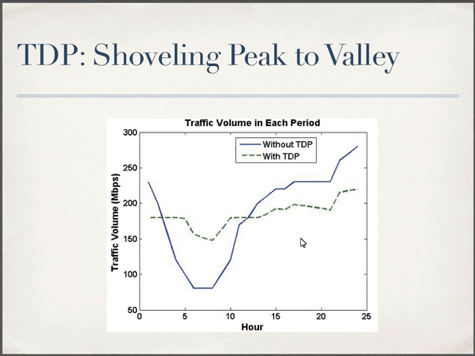And here is a typical graph that we saw. The blue curve shows the total volume of usage from empirical traces for 24 hours without TDP. And the green line shows the new usage pattern for the same 24 hours with time-dependent pricing. And you can see that the peaks and the valleys in the green curve are much closer. And this shows that the time-dependent pricing can indeed help to reduce the peak demands.